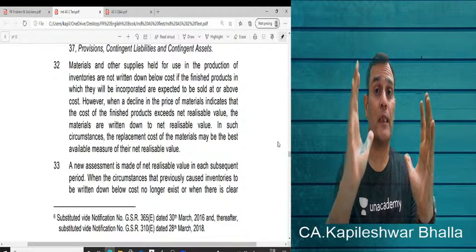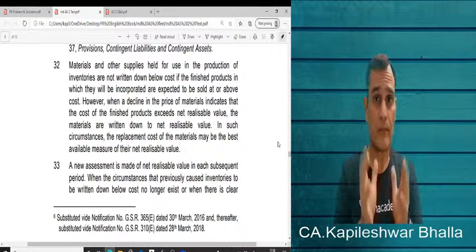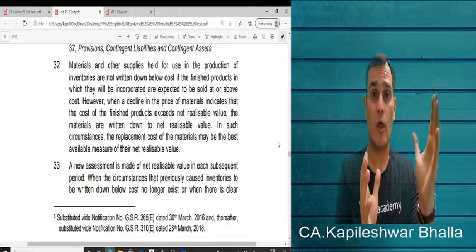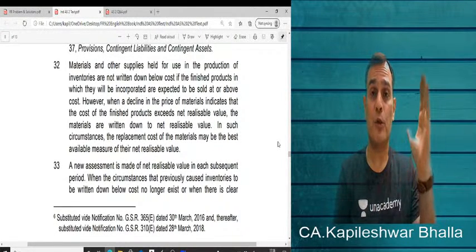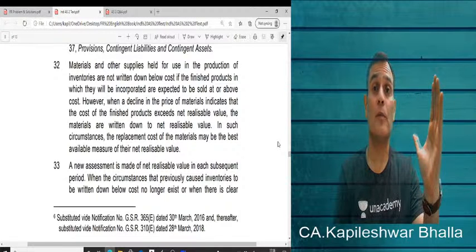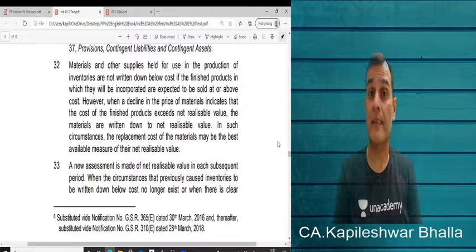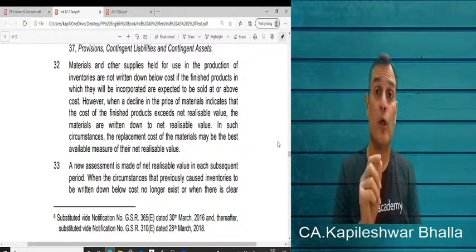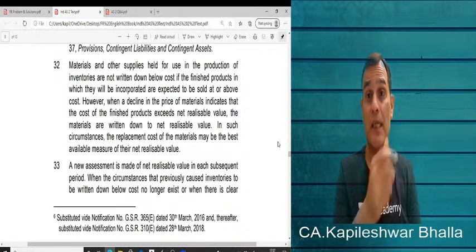If the finished goods are taken at NRV, because these are the only two possibilities, either the finished goods will be taken at cost or the finished goods will be taken at NRV. So if the finished goods is taken at cost, then the raw material will also be taken at cost. But if the FG is taken at NRV, then the standard says that the raw material will be taken at cost or NRV, whichever is less.